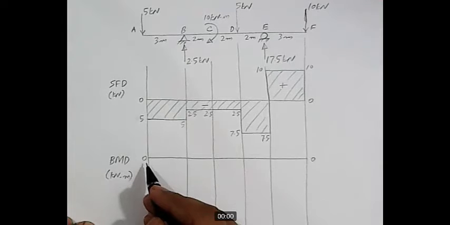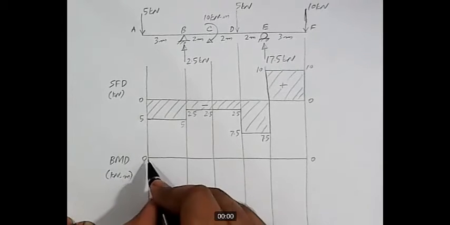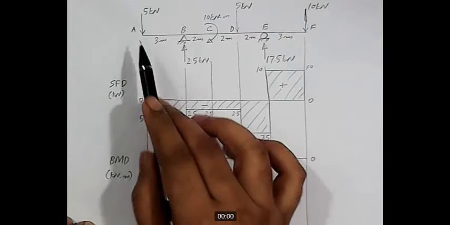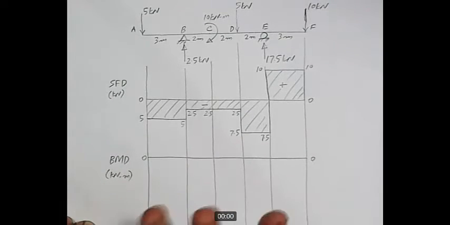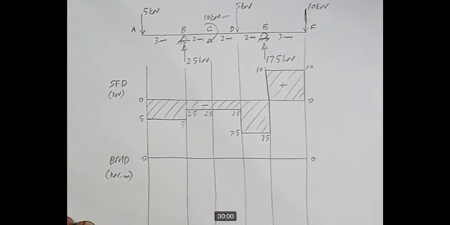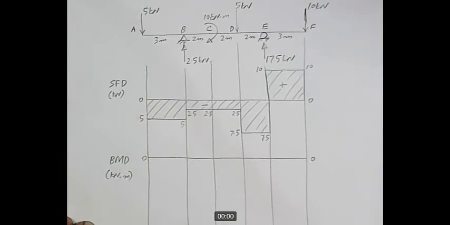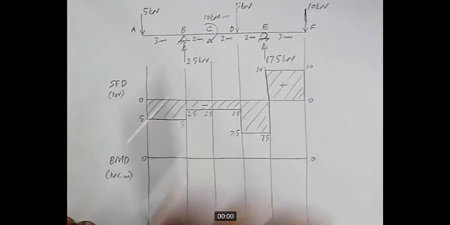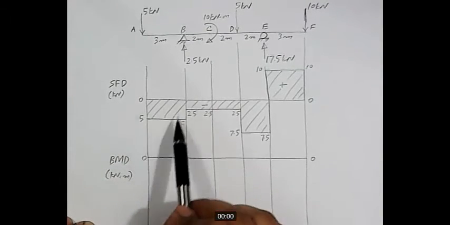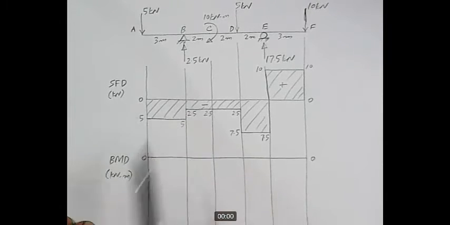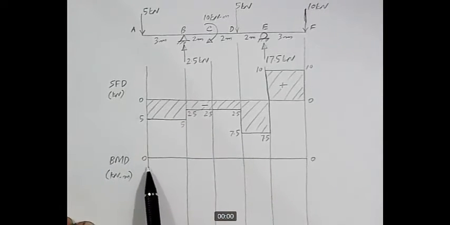At point A, is there any point moment acting at point A? It's a free end and no point moment is acting, so the value of bending moment will be equal to 0. We'll start from this point. And then from point A to B, how much is the area of the shear force diagram? Because this area of the shear force diagram is equal to the change in bending moment that will take place while moving from point A to point B.